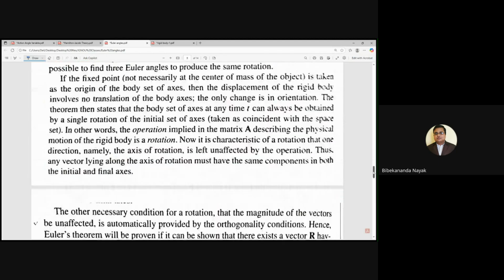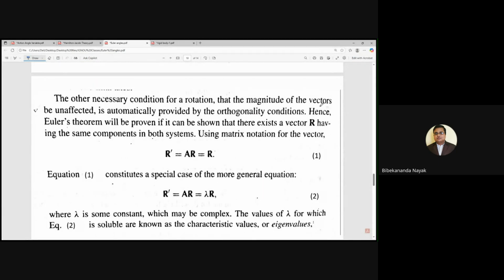Analytically, the magnitude of the vector being unaffected follows automatically from the orthogonality condition. If the magnitude remains invariant, and the vector is along the axis of rotation, then in that direction the vector remains invariant. Though it is transformed to R prime, if it is the axis, then R prime is nothing but the same R. Euler's theorem will be proved if we prove R prime is equal to R. R prime is the new vector that comes from the transformation of R, and it must be equal to R, because that is the axis of rotation, which remains invariant.